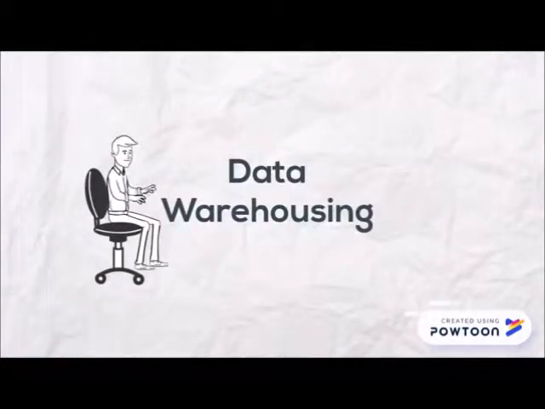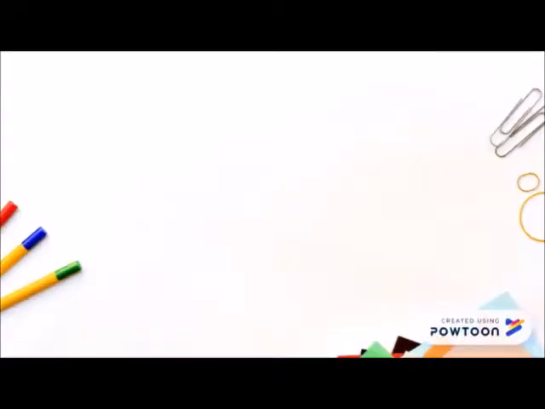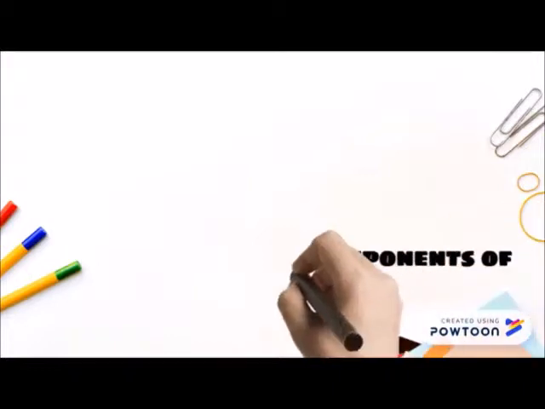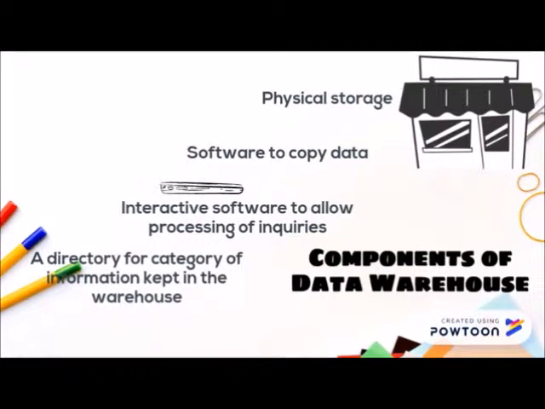Data warehousing. In data warehousing, there is a connection between the network to stores, vendors, field offices, and headquarters. Components of a data warehouse: physical storage, software to copy data, interactive software to allow processing of queries, and lastly, a directory for categories of information kept in the warehouse.